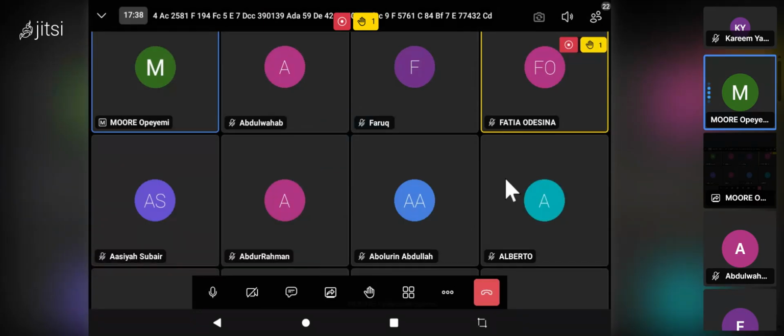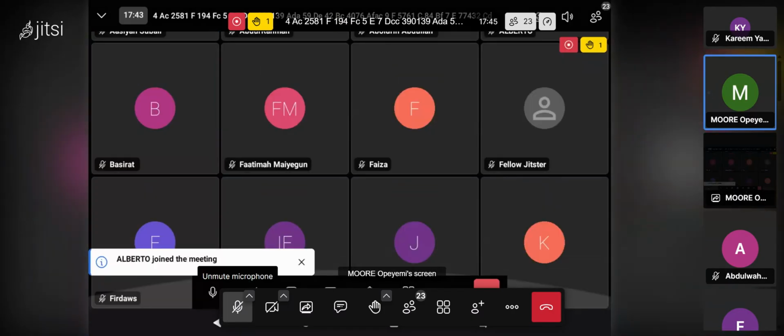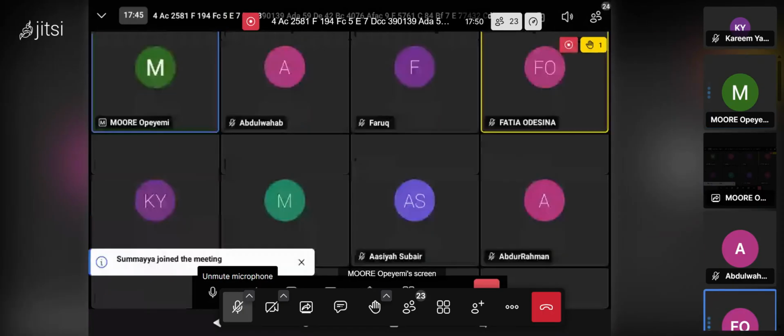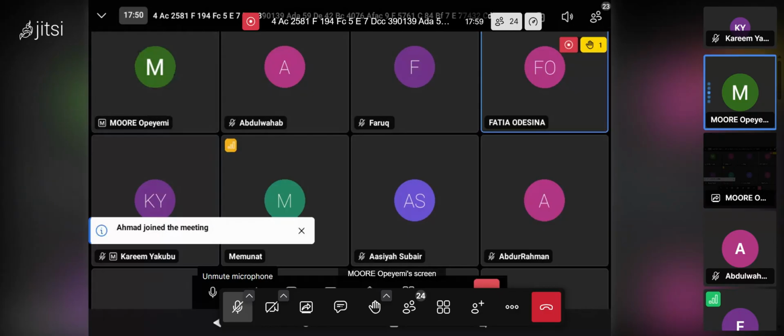Fathia is raising her hand. Fathia, what is happening? Okay, now let's continue. Sir, please, I don't understand number two. Okay, it's okay. Can you see the screen?